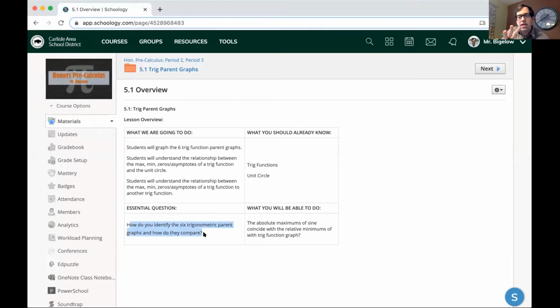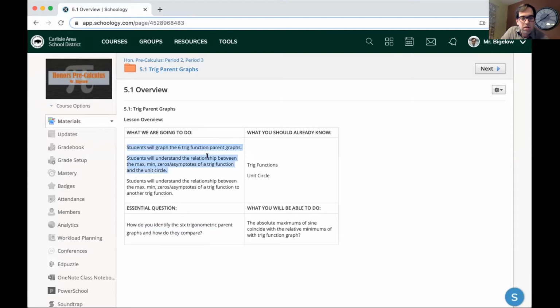So you've already kind of built sine and cosine curves or waves from scratch. So today we're going to look a little bit more at those and then the other four trig functions. That's tangent, cosecant, secant, and cotangent. So you will graph the six trig function parent graphs.